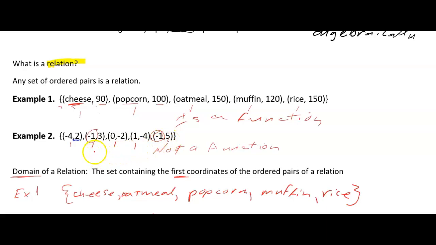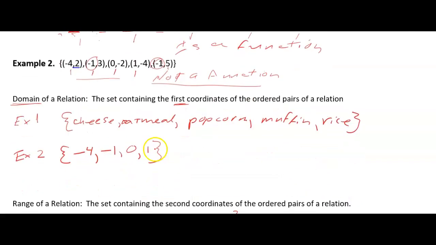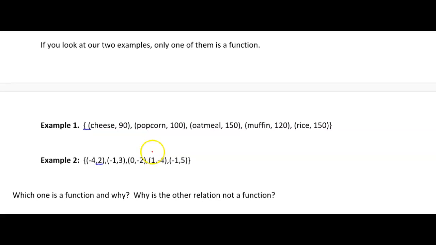If I say for this list x is -1, what's y? You would tell me it's either 3 or 5. The fact that there's a choice for the y means you don't have a function. If any one x value has more than one y value, your relation is not a function. So that is the big idea here. Example 1 is a function, example 2 is not, because example 2 has the -1 show up twice in that first position.